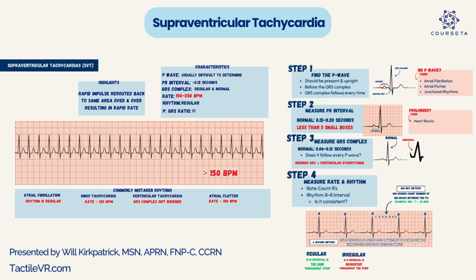All right, so step number three, QRS complex. The QRS complex is still narrow, so it's less than those 3 small boxes, so we're not thinking ventricular arrhythmias. Step number four, measure the rate and rhythm. So if we measure this rate, you're going to find 250 beats per minute. Now this is a pretty extreme example. Like I said, if it's anywhere above 150 beats per minute, this could be supraventricular tachycardia. Now the rhythm is going to be consistent, so the R-to-R intervals will be consistent throughout the rhythm strip as well. So this is how you identify supraventricular tachycardia.